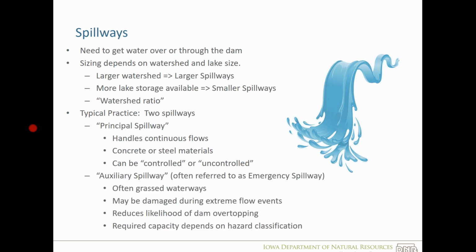And then as we talked about, auxiliary spillways are typically also called emergency spillways. They're not supposed to be used very often because typically they're built just on grassed waterways. So these can succumb to some erosion, but that's okay because we're only going to use them on an infrequent basis. So they're a little less expensive to build, and we can pass a lot of flows, but we may have to do some repairs after large flood events.